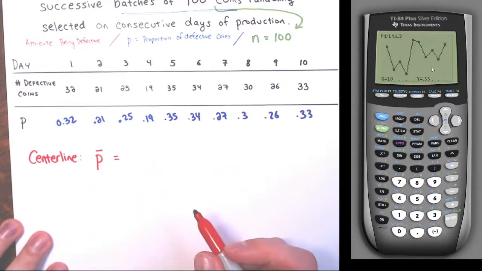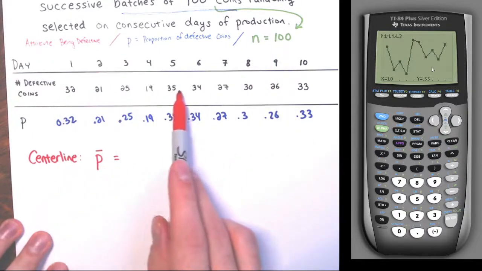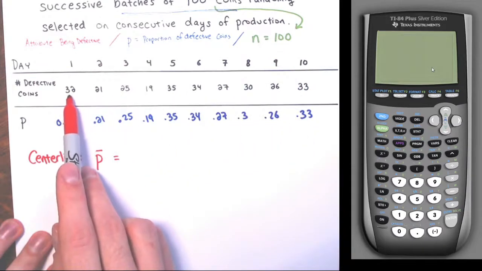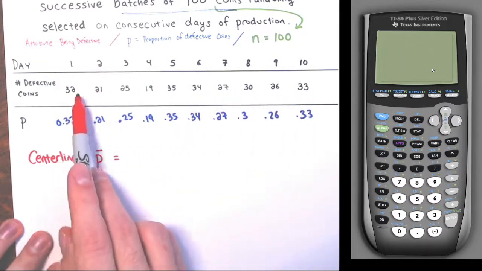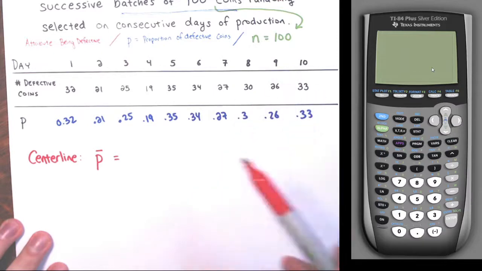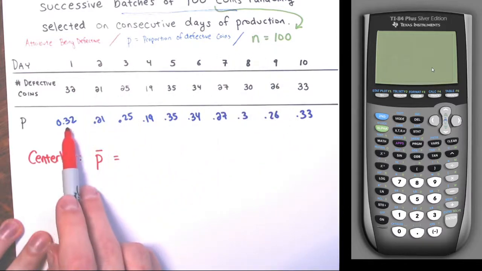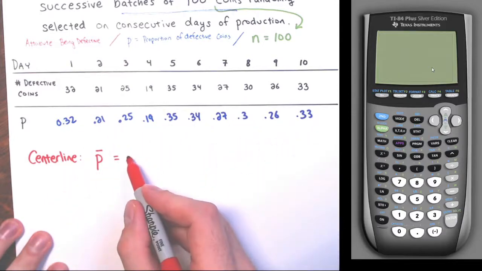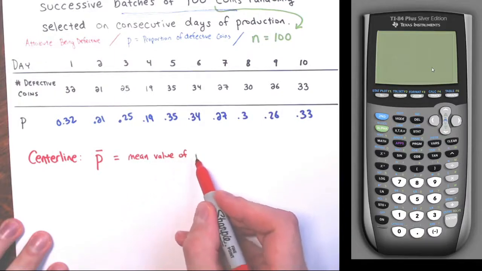Now you can do this a couple ways. Because every sample was the same size, you could add up all the defects and then divide by 1,000. You can add up 32, 21, 25, 19, 35, 34, 27, 30, 26, and 33. Add those up and then divide by 100 times 10, right? There were 1,000 total objects. Or just because, again, the sample sizes were all the same, you can just take the average of these P's here, the mean value of the sample proportions.